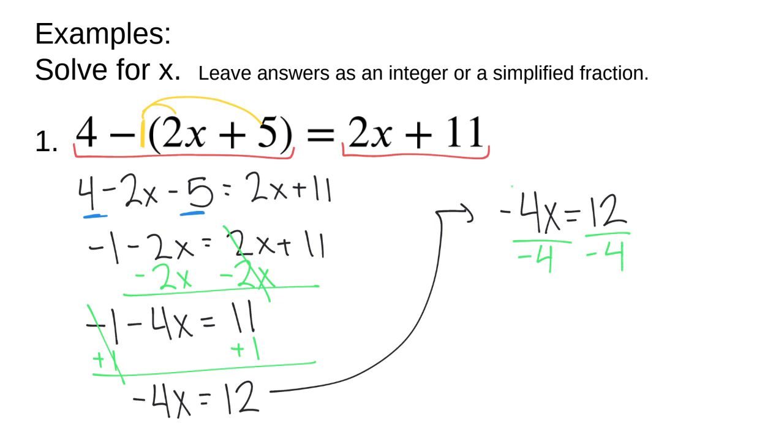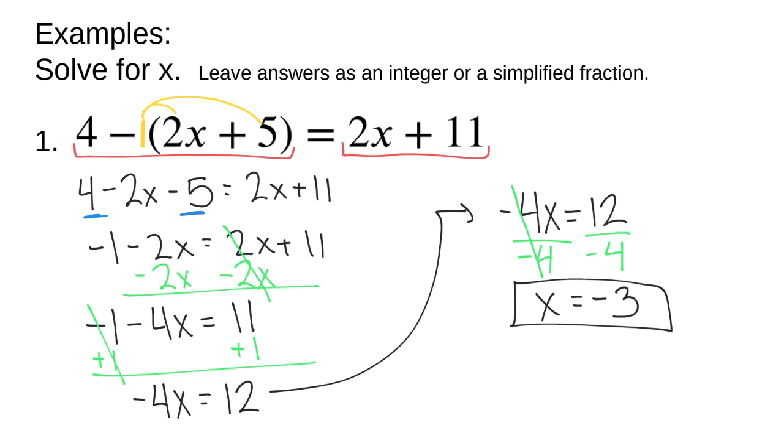Negative 4 divided by negative 4 is 1. So we have 1x, or just x. And 12 divided by negative 4 is negative 3. So x is equal to negative 3.